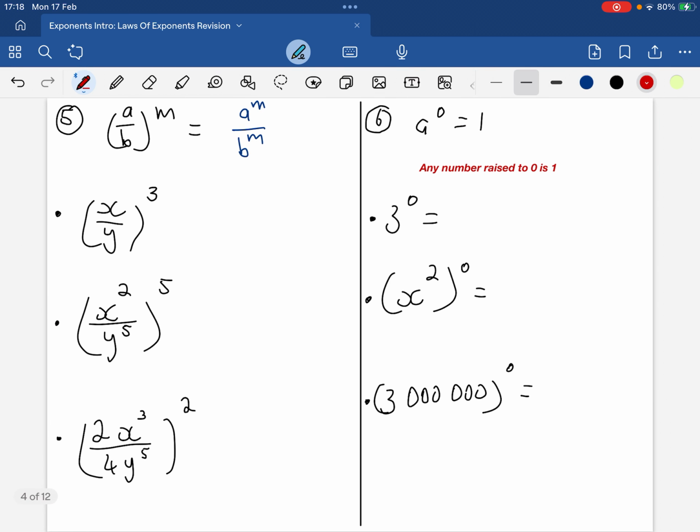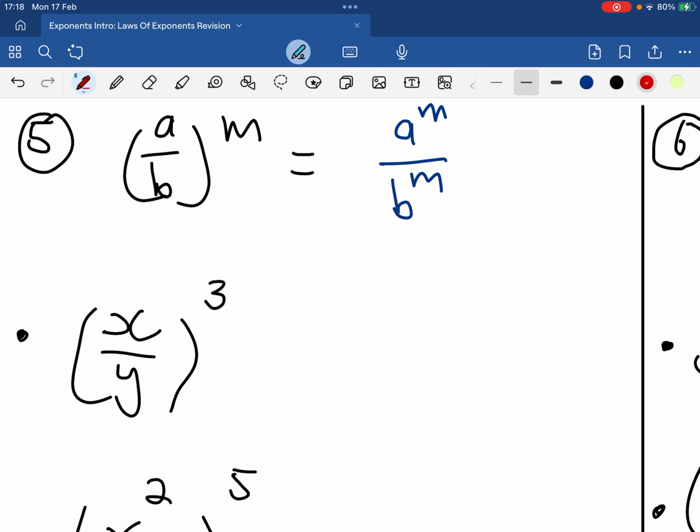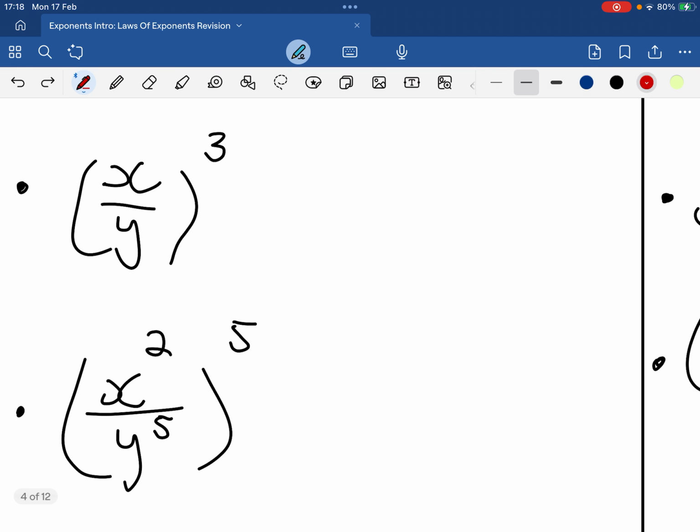Another law, very similar to the previous one, tells us that if you have two different bases dividing one another and you raised both of them to the same exponent, you should again distribute that exponent to both the bases. So a over b raised to the power of m is the same as a to the m over b to the m. So if you had x over y raised to the 3, that's the same as x to the 3 over y to the 3.